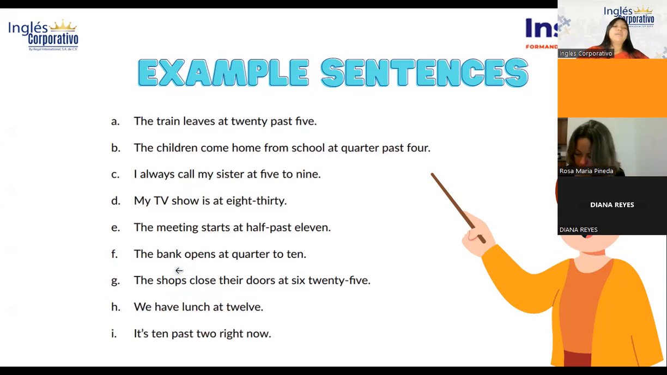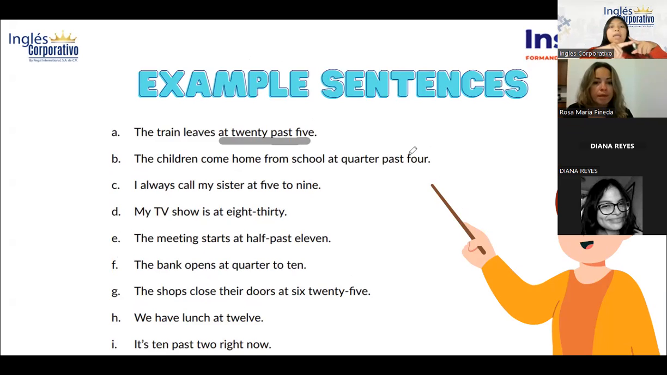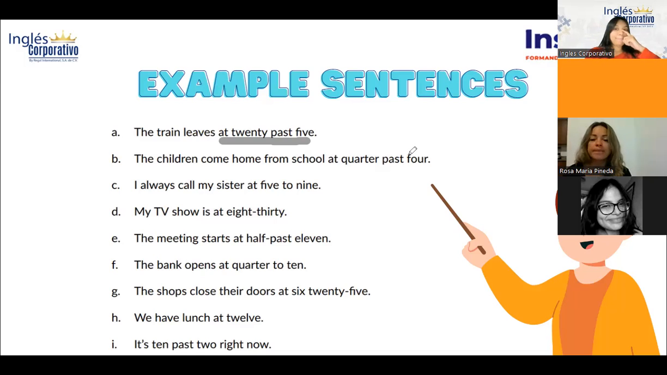So now, guys, let's see. Letter A, the train leaves at 5:20. Vamos a ir viendo qué significa esto. El tren se va a las 5:20. 20 para las 5? Okay, no. 5:20 son 20 pasadas de las 5. Entonces son las 5:20. Yes. 20 minutos pasados de las 5, 5:20.